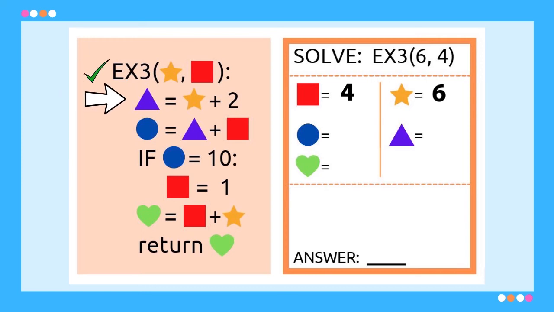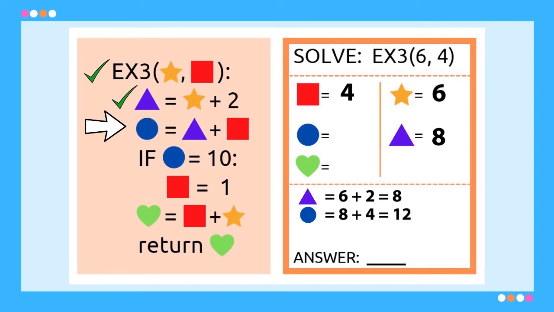All right, then we have that triangle equals star plus 2. So triangle equals 6 plus 2, so triangle equals 8. Next, circle equals triangle plus rectangle.